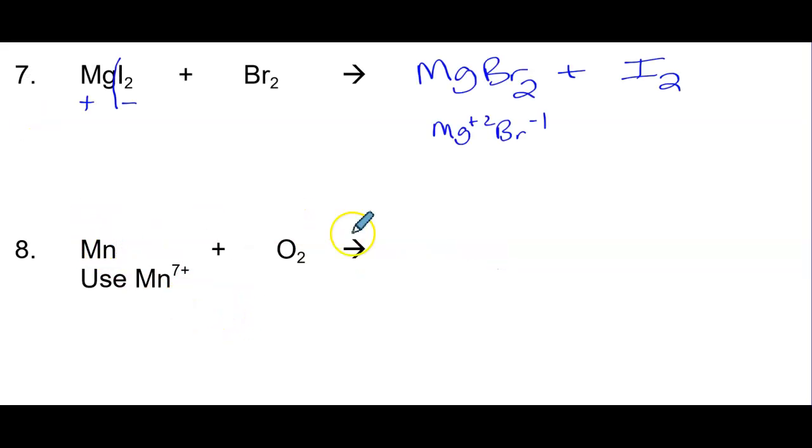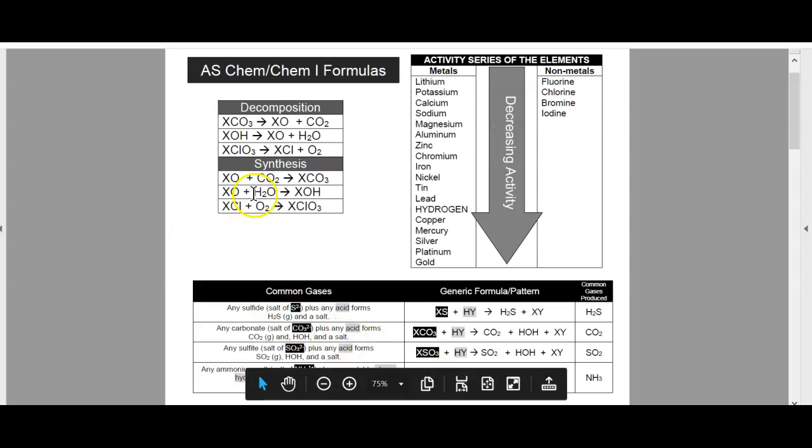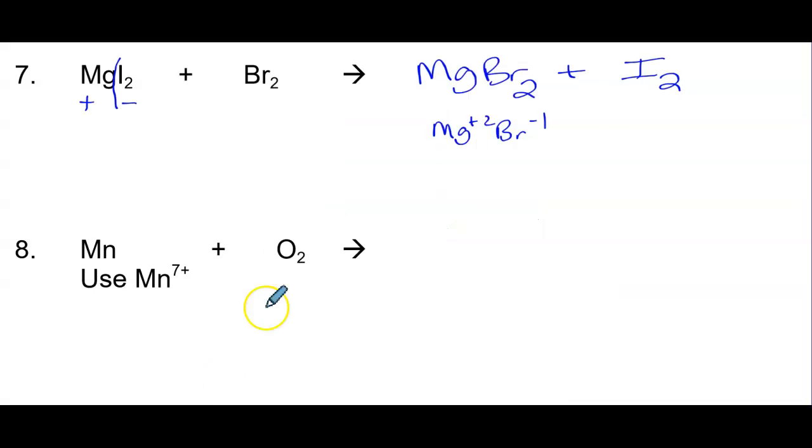So here we have two things before the arrow. Let's check to see if it's on our synthesis list. It is not. It's none of those two things. I don't have an XO, XO, or XCl. So that means that it's just going to, and it's two elements, right? So I can't go to the activity series chart. So because it's just two elements, I bring them together as Mn and O.